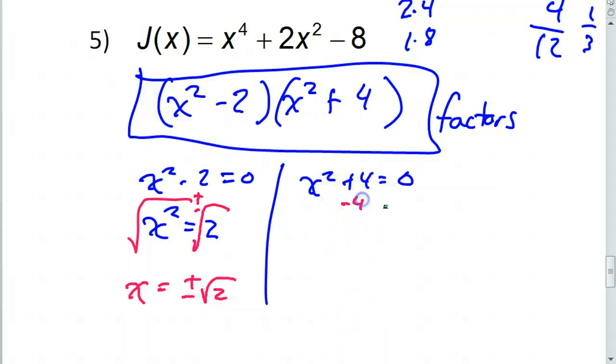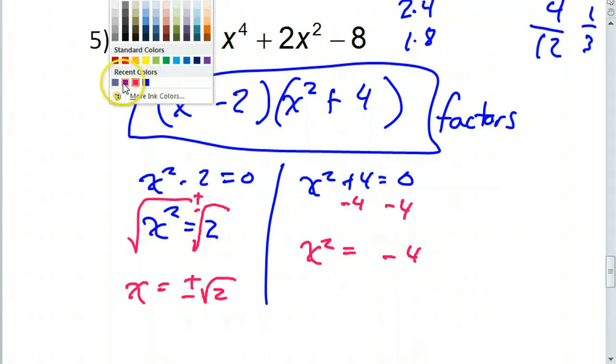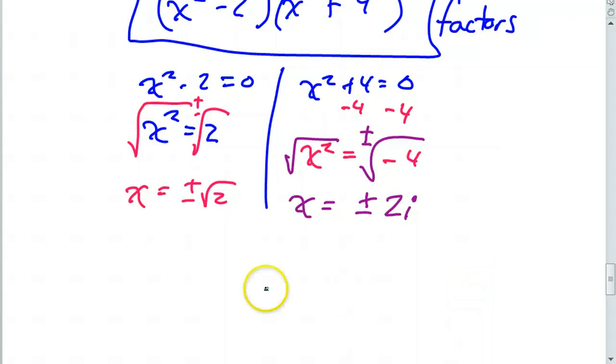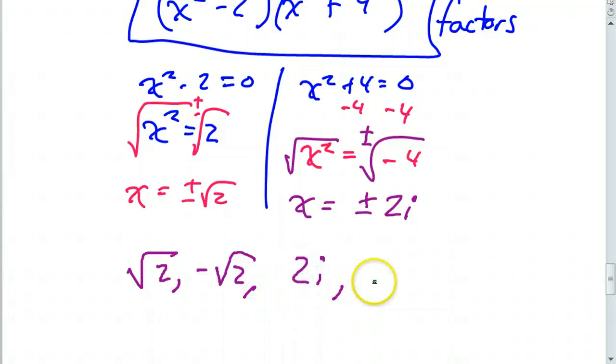This one, subtracting that 4 from both sides, I get x squared equals negative 4. Then I'd have to take the square root. Okay, don't forget your plus or minus. So that's going to be plus or minus 2i. All right, it's a negative under there. That's an i. So my 4 zeros are radical 2, negative radical 2, 2i, and negative 2i.